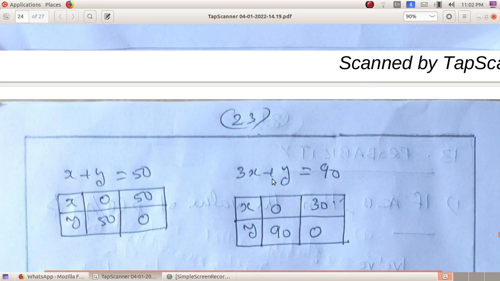Similarly, for the second line, 3x plus y equal to 90, x, y, first you fill 0, 0 here. When x equal to 0, 3 into 0 is 0, then y is equal to 90.